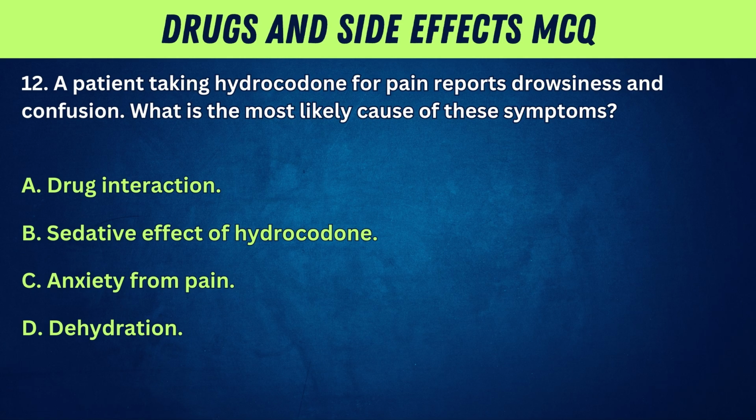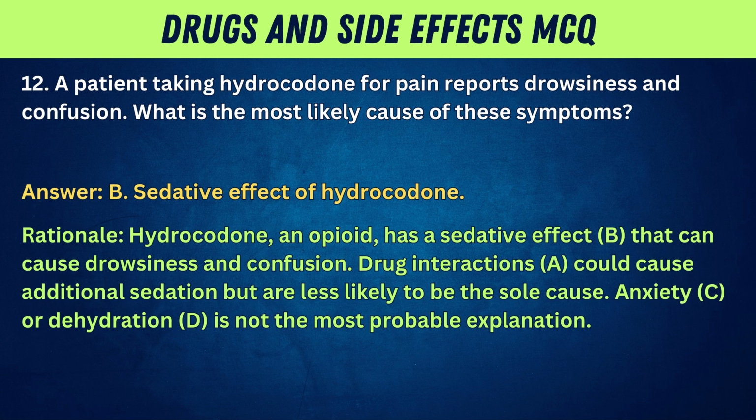12. A patient taking hydrocodone for pain reports drowsiness and confusion. What is the most likely cause of these symptoms? A. Drug interaction. B. Sedative effect of hydrocodone. C. Anxiety from pain. D. Dehydration. Answer: B. Sedative effect of hydrocodone.